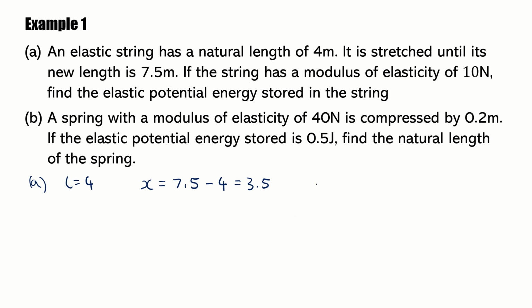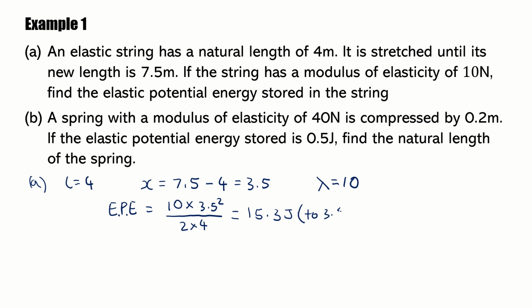The string has a modulus of elasticity of 10, so therefore lambda is equal to 10, and therefore we can work out the elastic potential energy, which I'm going to lazily write as EPE, is going to equal 10 lots of x squared, so 3.5 squared, divided by 2L, so 2 times 4 is what we're dividing by. And if you type that into a calculator, you will get an answer of 15.3 to 3 significant figures. And there you go, remember to put units as well.